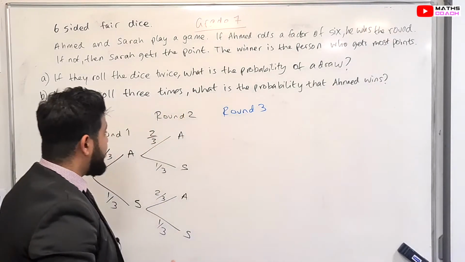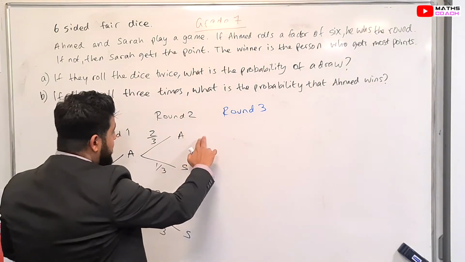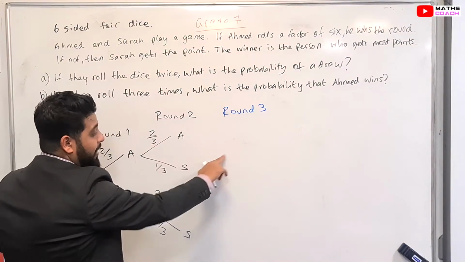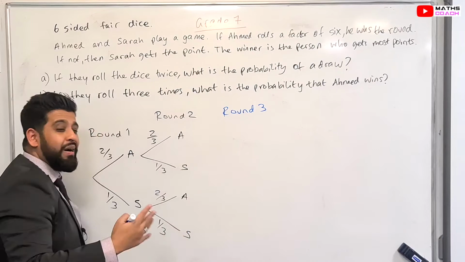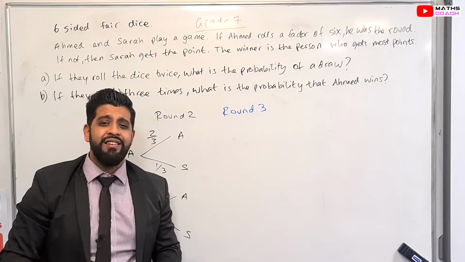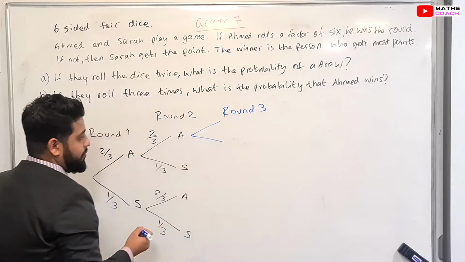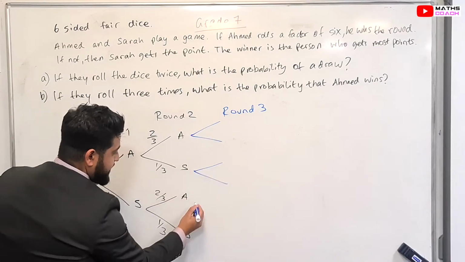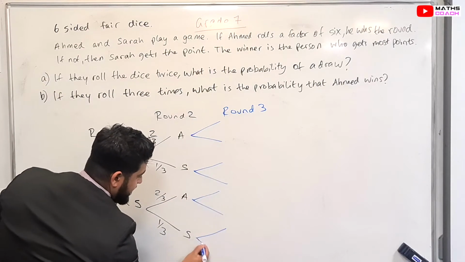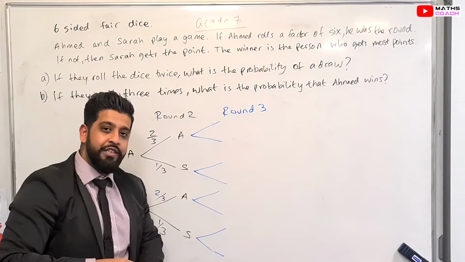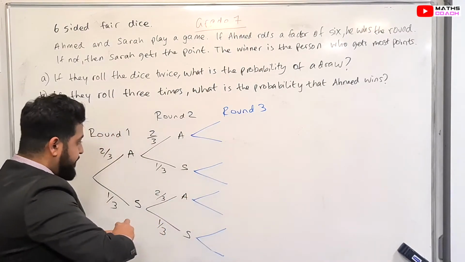So if you want, you can just draw Ahmed's probabilities if you like, just for A winning each time. But since it's a probability tree diagram lesson, let's just complete the full tree diagram. So we have two branches for that: this, this, and this. It gets quite congested when you have three rounds, okay?